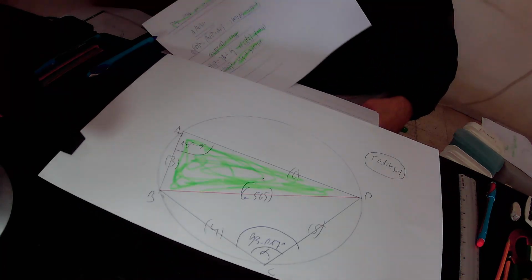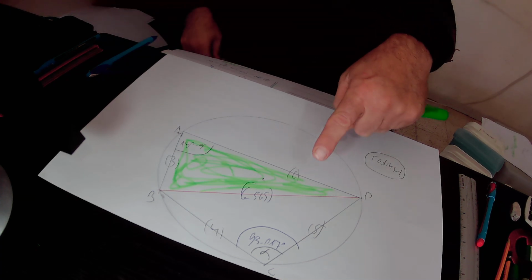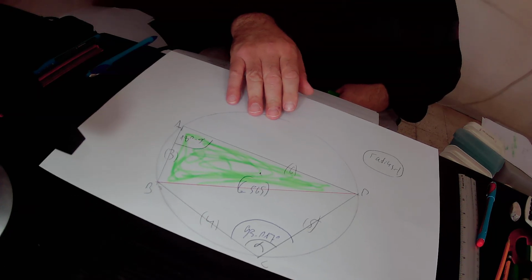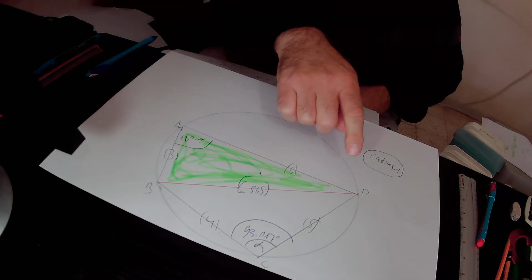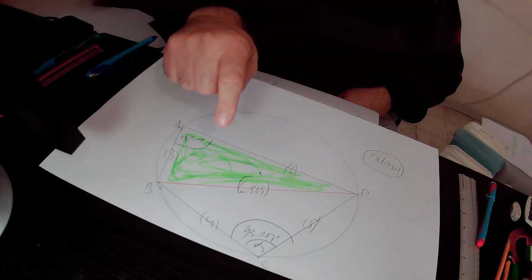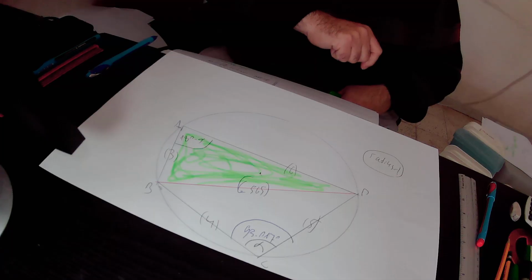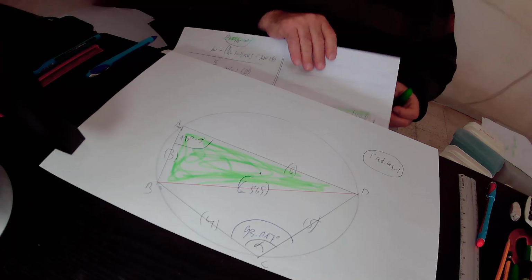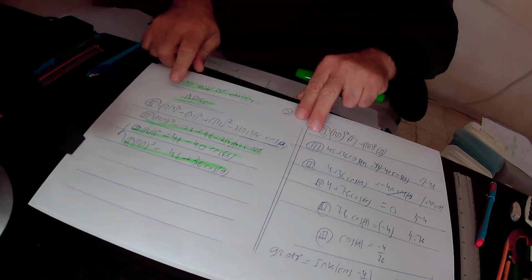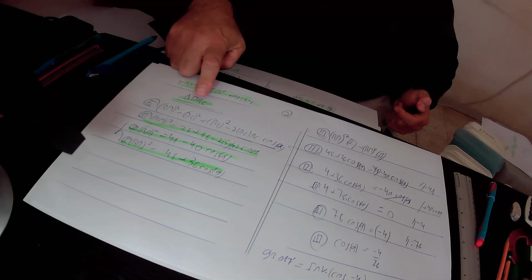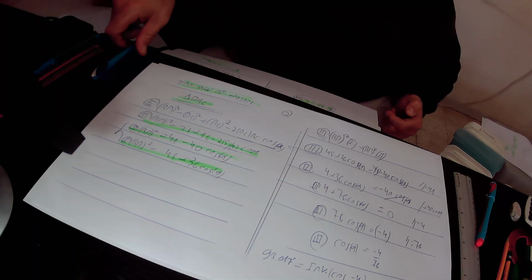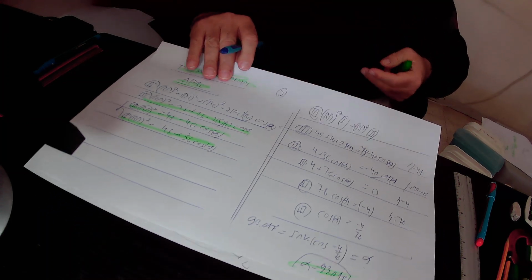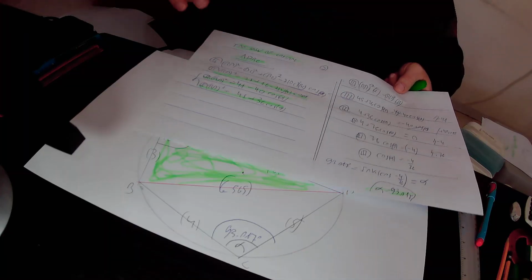In the next step, we implemented the law of cosines on this lower triangle BDC. According to the law of cosines, the following equation is true: BD squared equals DC squared plus BC squared minus 2 times DC times BC times cosine alpha. Equation 2 is the implementation of the law of cosines on this lower triangle BDC.